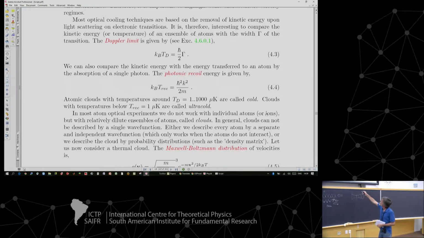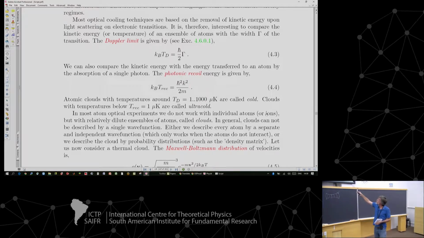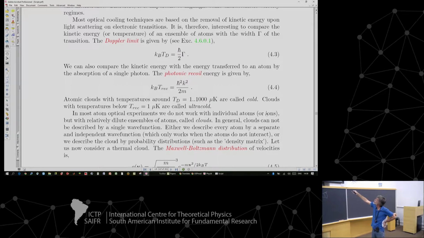Let me introduce already two temperature scales. There's this Doppler limit. I will talk about this a little bit later, which is proportional to the line width of the cooling resonance, gamma. This is typically 6 megahertz for rubidium, 30 megahertz for strontium. So this is what you can typically achieve with laser cooling.